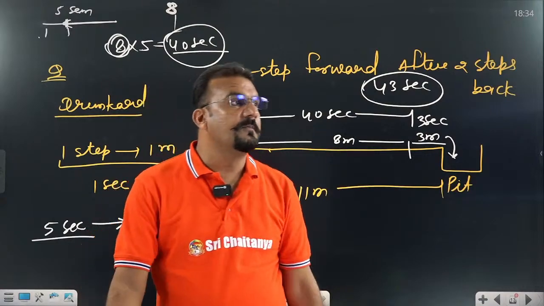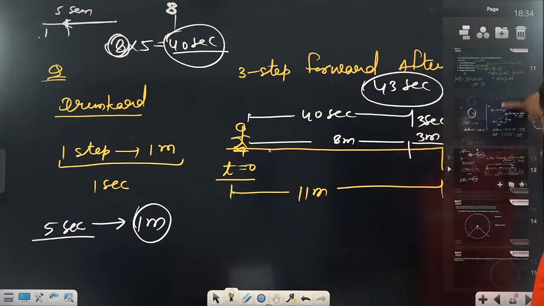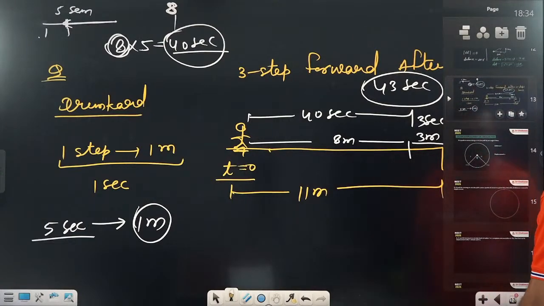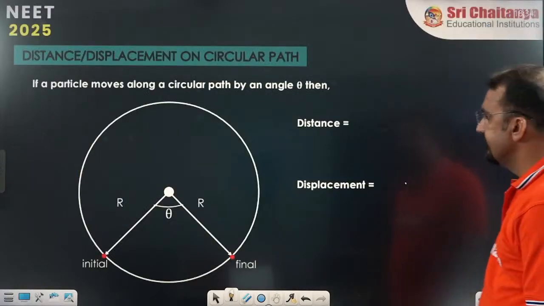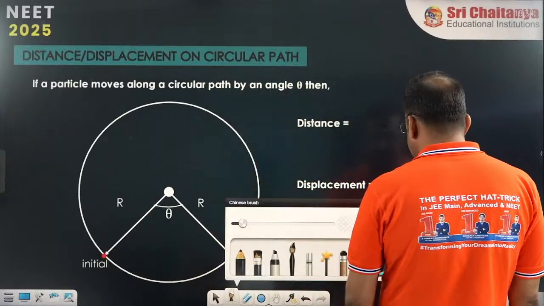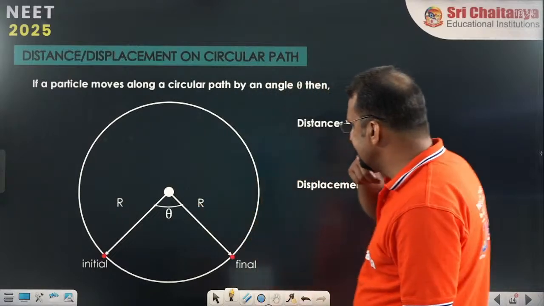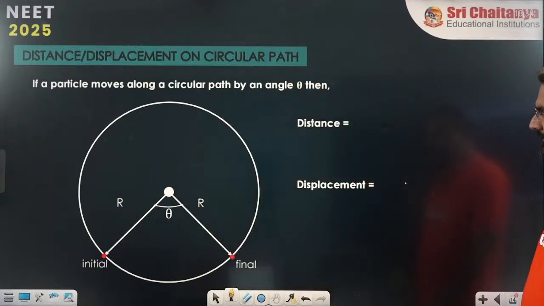So this is all about distance and displacement. Let us take 1 or 2 questions on distance and displacement. After that, we will move forward. Are you ready? Let us assume this question is there. Sometimes this question can be asked. This is the initial position, this is the final position, and R is the condition given. Can you tell me what is the distance in this case and what is the displacement?